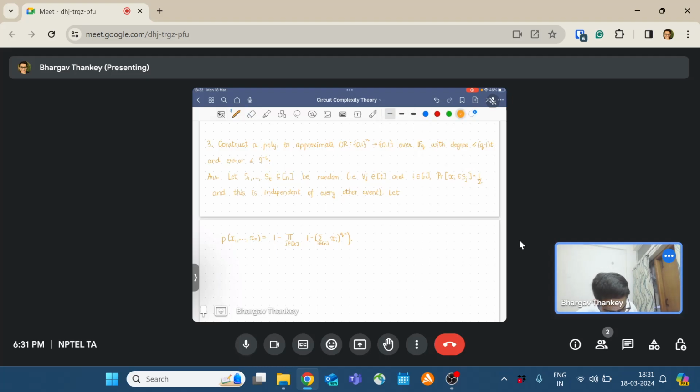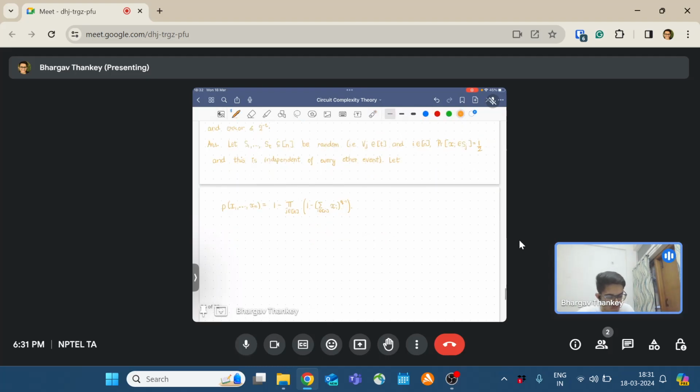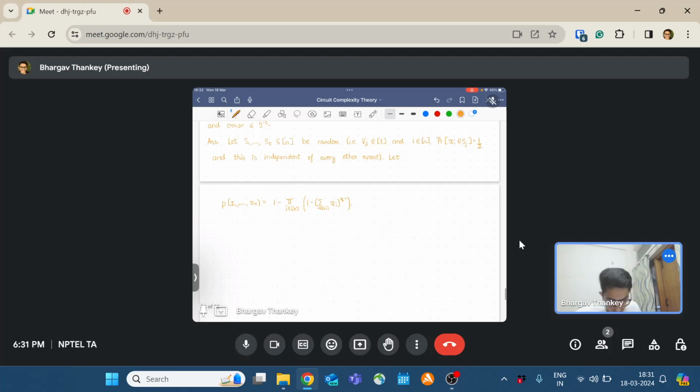So this is our polynomial. If you look at this, it is very similar to what we did in the class. In the class, we were working over F3, and so this was Q. Now we are working over FQ, so this is Q minus 1. Okay, so now what we'll prove is this.